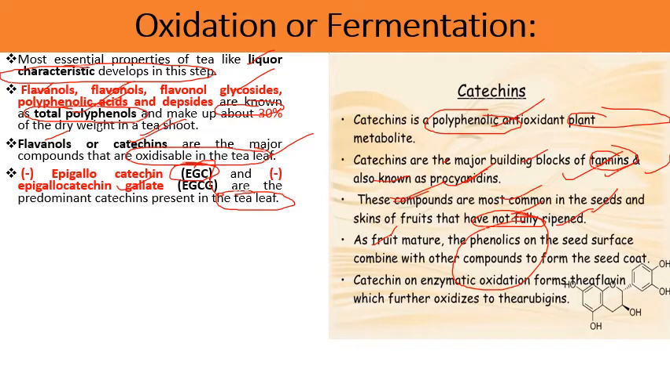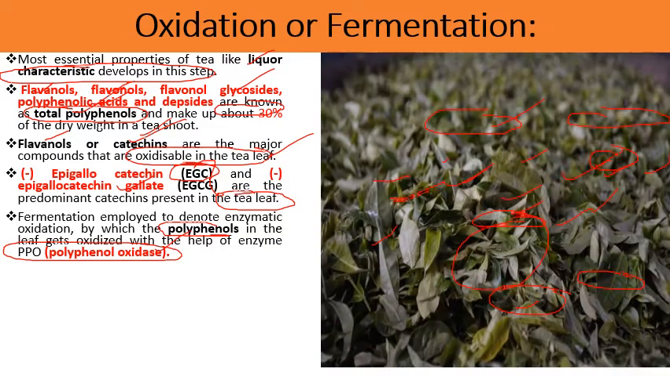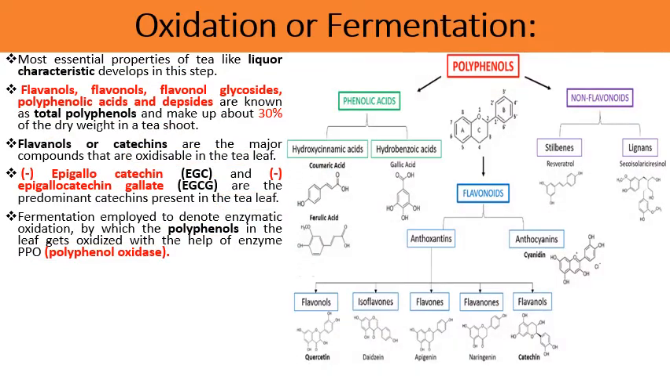coat. Catechin on enzymatic oxidation forms thiaflavin and further oxidizes to give rise to thiarubicins that is present in tea also. So fermentation is employed to denote enzymatic oxidation, by which these polyphenols get oxidized with the help of an enzyme, that is polyphenol oxidase, which is a very important enzyme involved in this oxidation process. So under the oxidation process, the color of leaves changes from green to brownish color.